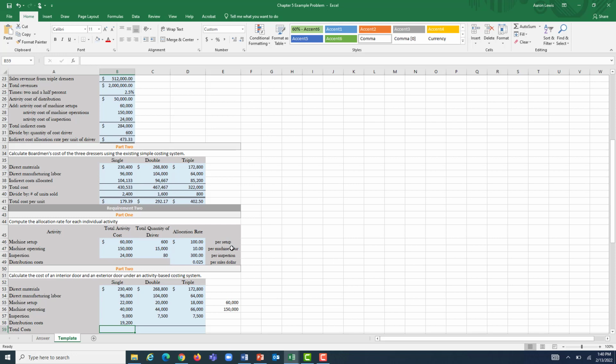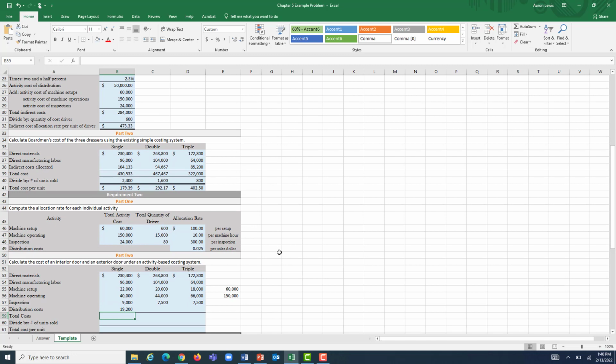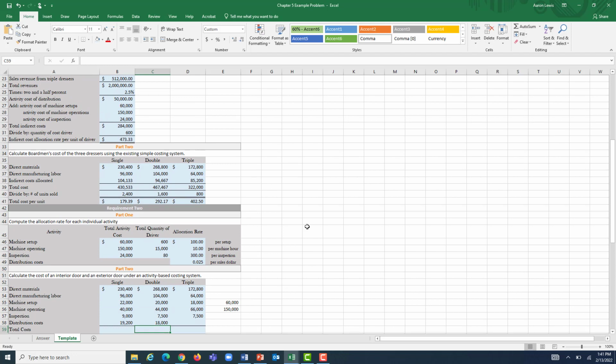If we allocate 2.5 cents of distribution costs to the single dresser for each dollar of sales that model generates, and that model is going to generate $768,000 worth of sales, that means $19,200 worth of cost is going to get allocated to that model. Same thing over here, 2.5 cents per sales dollar to the double dresser, which we are expecting is going to generate $720,000 of sales revenue for us. Means we're going to incur $18,000 of distribution costs shipping those finished double dressers to their end user, at a rate of 2.5 cents per sales dollar.